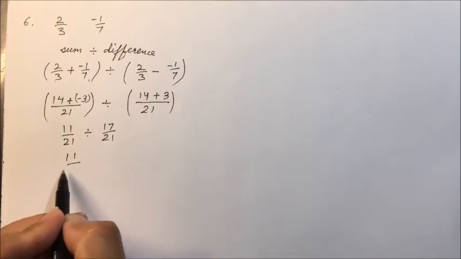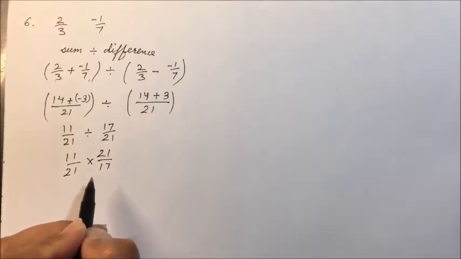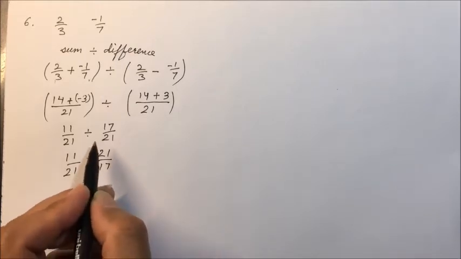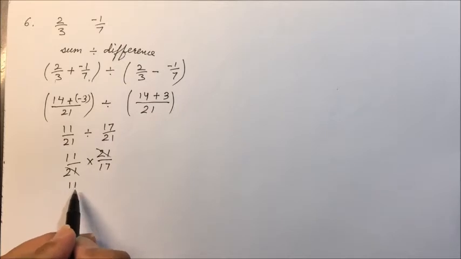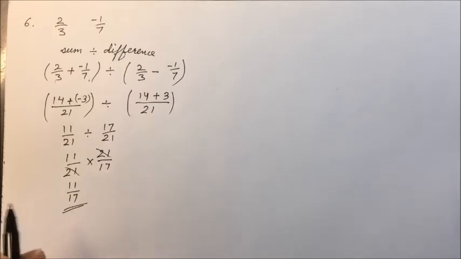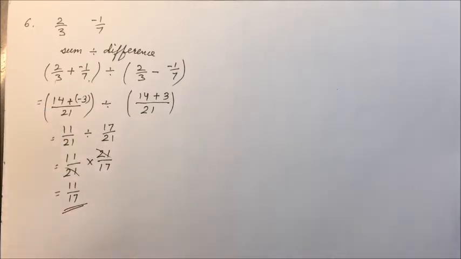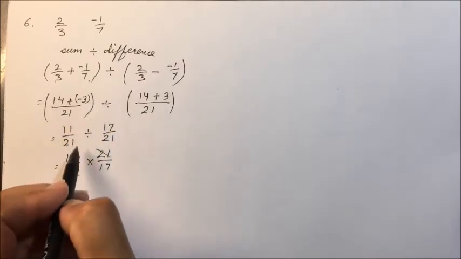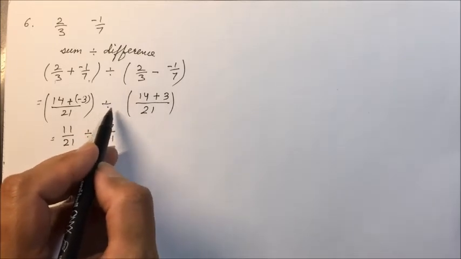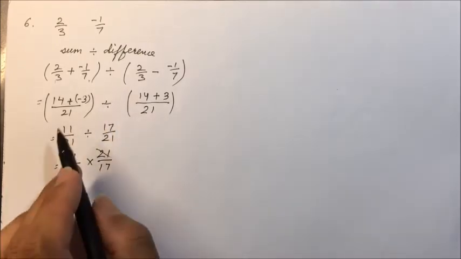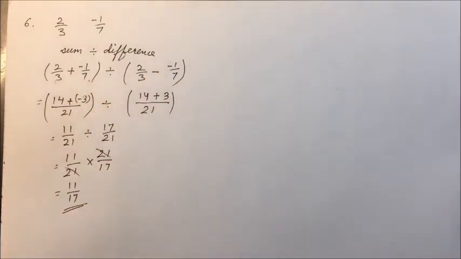So it will be 11 upon 21 into 21 upon 17. So the 21 gets cancelled, and we are getting 11 upon 17. So this is our answer. The bracket has to be solved first, then we'll apply the division operation. So the sum has to be divided by their difference.